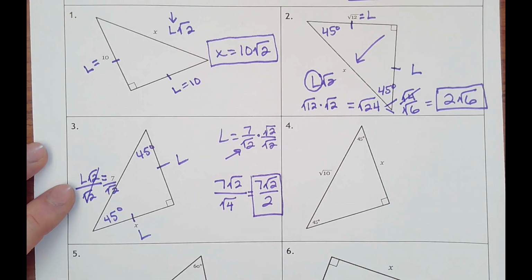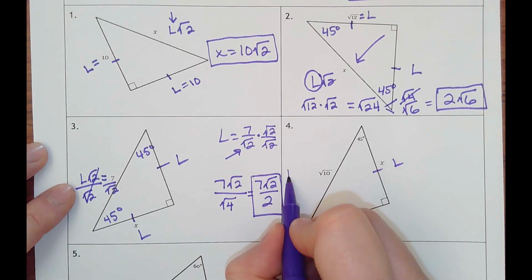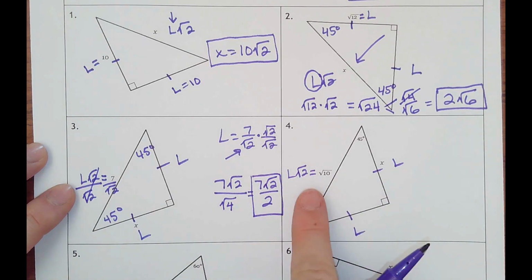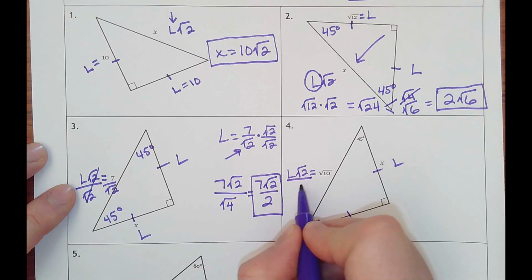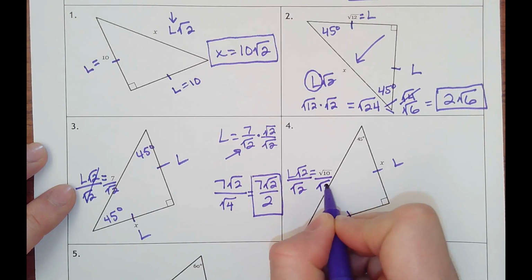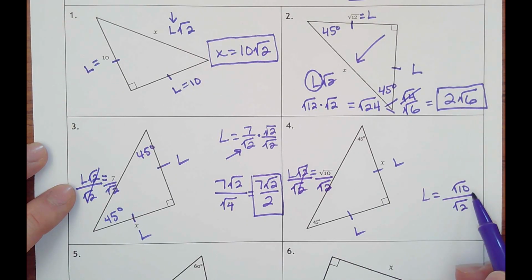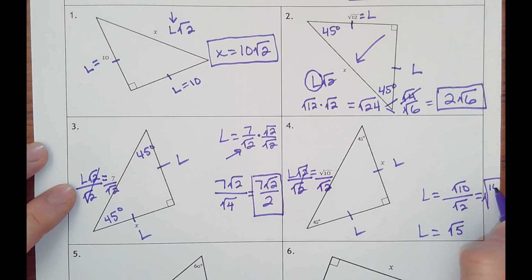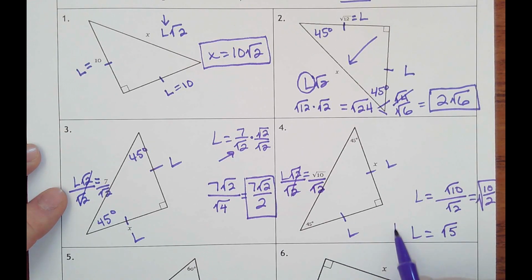All right, and then number 4, another 45, 45, 90. So these would be my legs. This is leg times square root of 2. You're going to have to make an equation here and solve for the L. So I'm going to divide away square root of 2. I can divide these radicals. So you can multiply and you can divide radicals, even if they're not the same number. 10 divided by 2, that would be square root of 5. Because another way I could write this is one big square root with 10 over 2. 10 over 2 is 5, but it's still under the radical. So that's what the legs are.